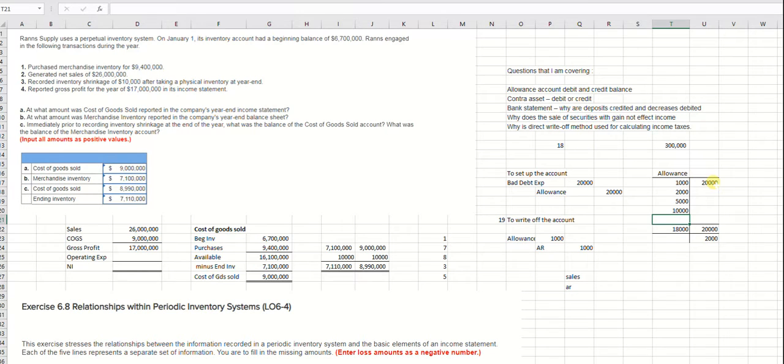2018, I made an estimate. Next year, I wrote them off. Here, I have a credit balance in the allowance. So next year, when I go and make this journal entry, bad debt expense, and I credit the allowance, this entry, but the next year, I look at my accounts receivable, and I determine I want, I don't know, let's say $25,000 in the allowance this year because of the aging of my accounts receivable.